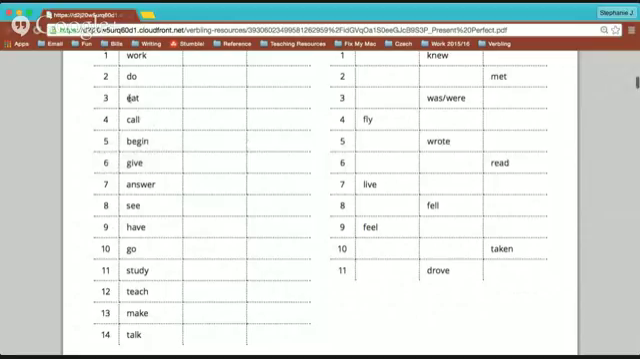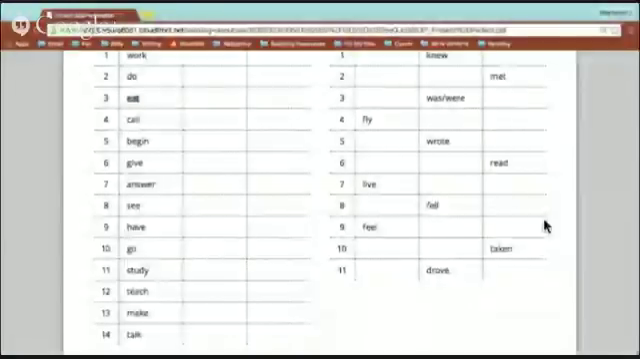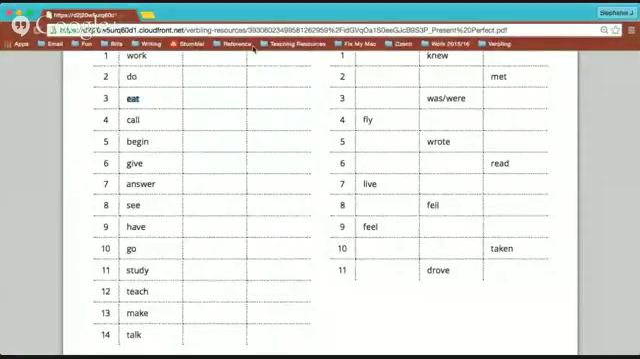Number 3, eat. Ate and eaten. Very good. Yes, correct. Eaten is the past participle form. So ate: I ate an apple. I have eaten 10 apples today. Very good.